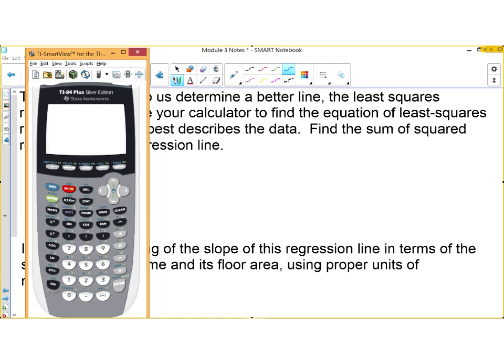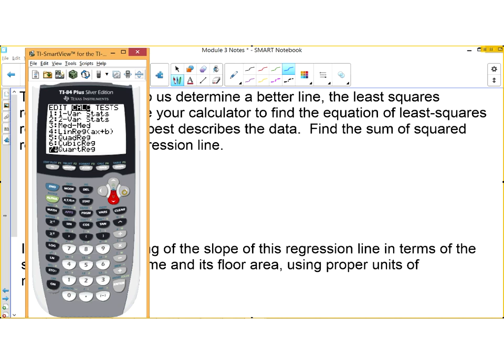So I'll hit second, quit. There we go. That always takes me back to my home screen. So what I do to get this equation is I hit the stat button, and I go to calc like I did for the 1-var stats in the last module.